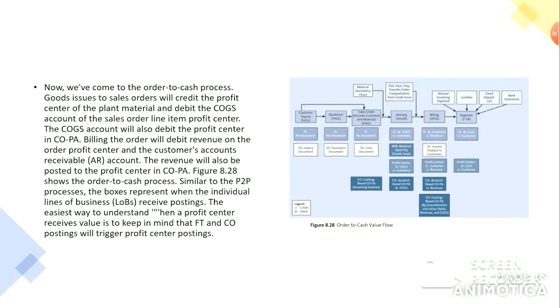In this figure, it shows the order to cash process. Similar to the P2P processes, the boxes represent when the individual line of business receive postings. The easiest way to understand when a profit center receives value is to keep in mind that FI and CO postings will trigger profit center postings.